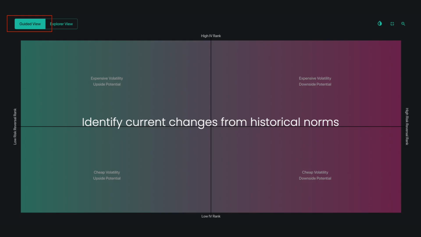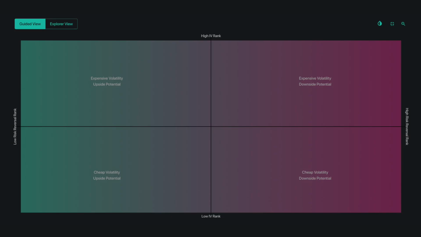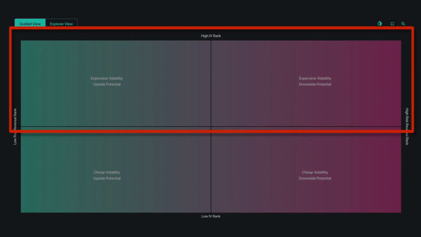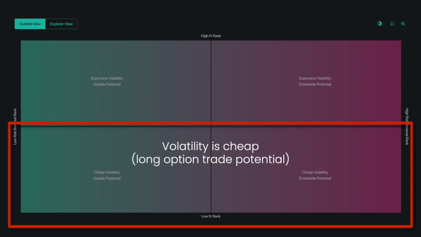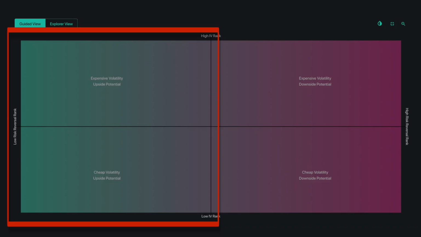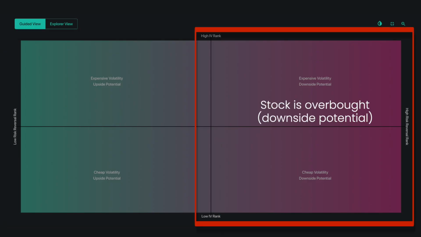Compass is divided into halves along both axes, forming 4 quadrants. The upper half illustrates if volatility is expensive, indicating traders might want to look to sell options, while the lower half signifies cheap volatility, showcasing long option trade potential. Along the left-hand side, Compass highlights if a stock might be oversold with the potential for upside directional bias, and on the right side, we see downside bias.